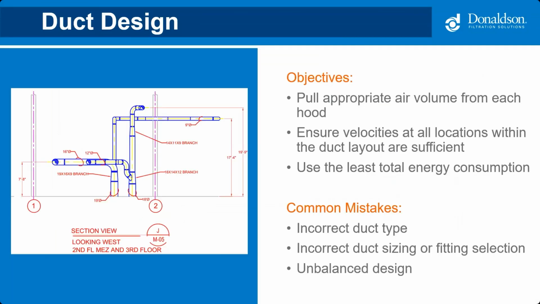A properly designed ductwork system should pull the minimum airflow we've designed from each hood. The velocity should all be sufficient, that 4,000 feet a minute, and we're trying to use the least amount of energy to get it from point A to point B. Some common mistakes we see are the incorrect duct type, incorrect duct size, and then the system being unbalanced.